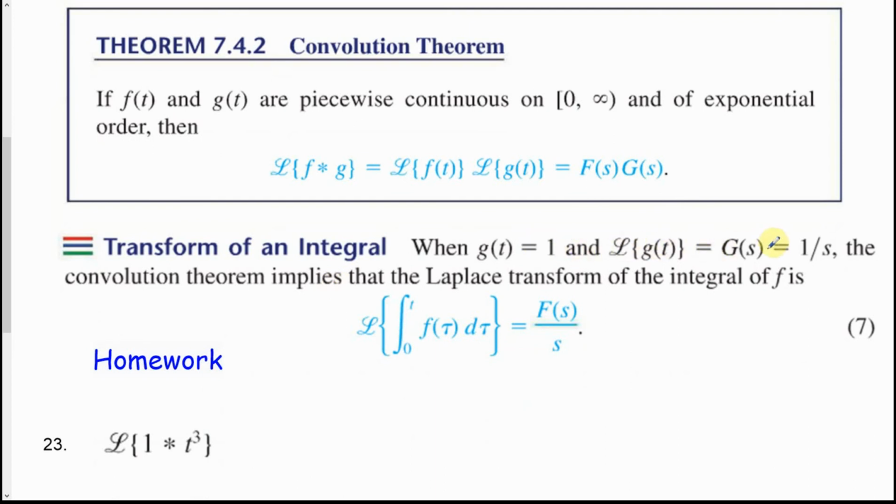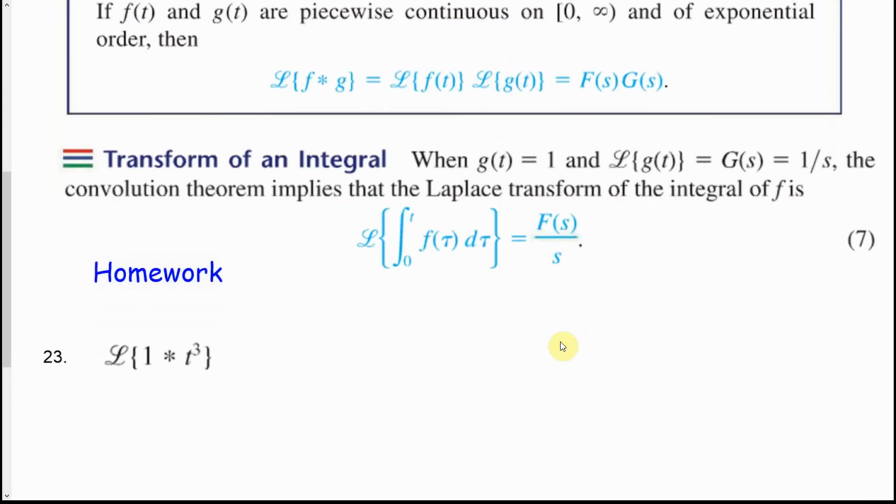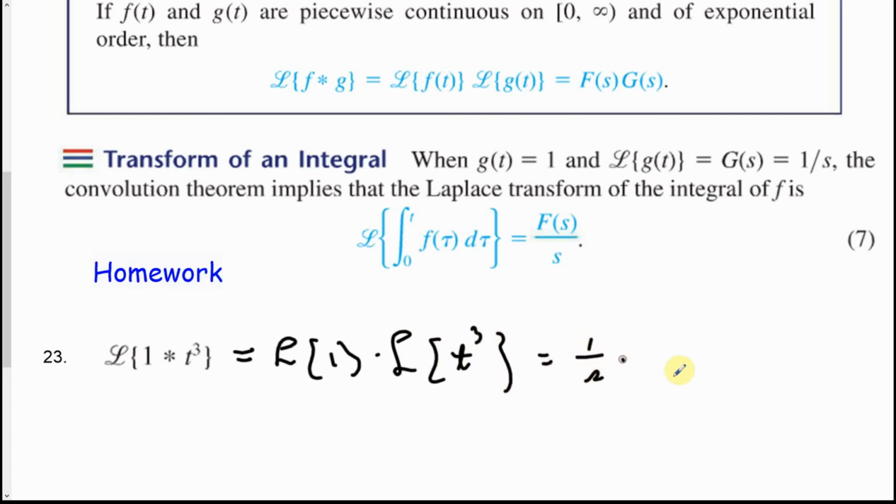And then times the Laplace transform of some f of t, right? So the Laplace transform of 1 gives you 1 over s. At any rate, this is just the Laplace transform of 1 times the Laplace transform of t to the third, which is 1 over s times 3 factorial over s to the fourth, which is 6 over s to the fifth.